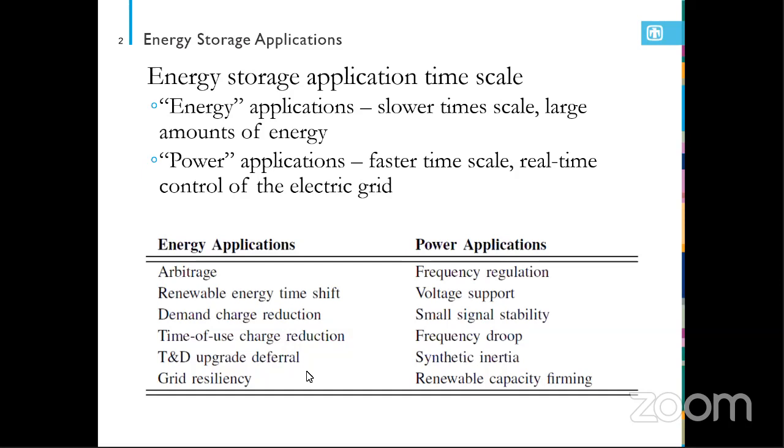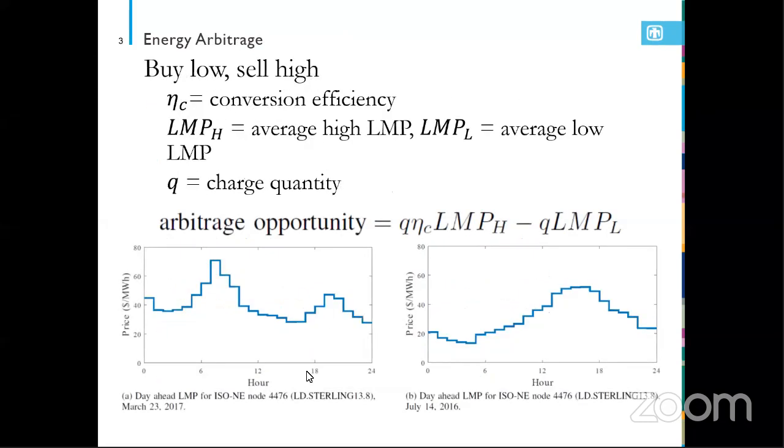So in the rest of the presentation, we'll go through each of these different benefits and then talk more about them, and then also talk about combining benefits for value stacking. So energy arbitrage is probably the most common energy storage benefit that people are most familiar with. It's really simple. Just buy when prices are low and then sell the energy when prices are high.